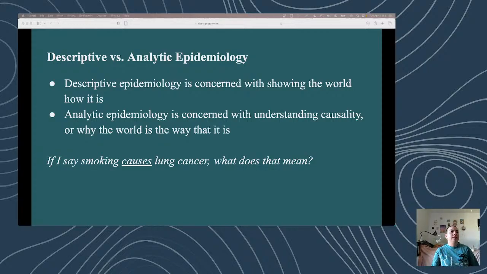So in descriptive epi, we're concerned with showing the world how it is. We've talked about measures of disease frequency, how to tell the prevalence or incidence of something, how to measure the burden of disease. And then we stepped into analytic epi, which is concerned with understanding causality or why the world is the way that it is. We started in analytic epi last week looking at the associations between exposures and outcomes. And we found that smoking and lung cancer, for example, are very strongly associated. But if I say that smoking causes lung cancer, what does that mean? And that's what we'll be talking about today.